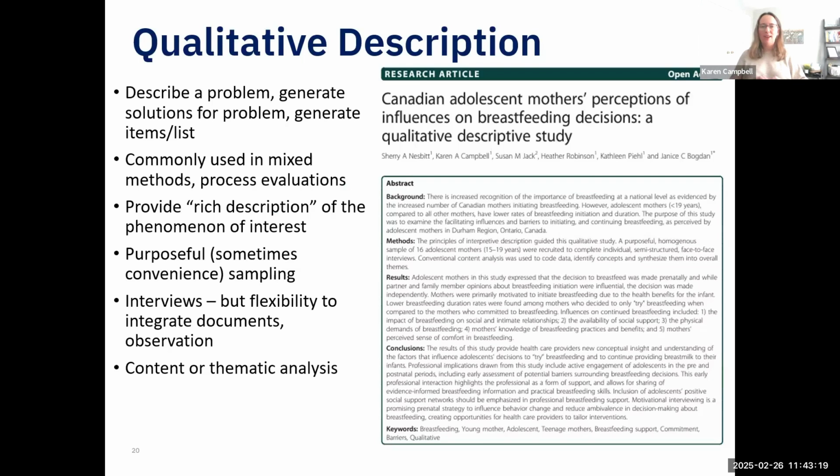Qualitative description, again, really looking at creating the richest description that we can of a particular problem, and then looking at staying close to the data. So not putting in too much interpretation, but obviously there's some interpretation when we're taking a group of people and putting together and summarizing or condensing that. And oftentimes we see content or thematic analysis.